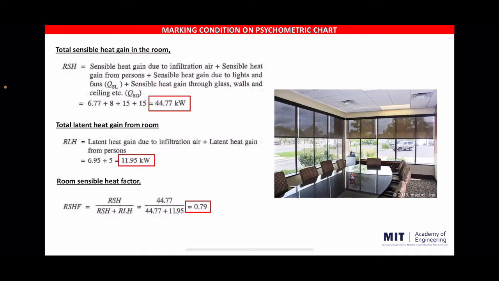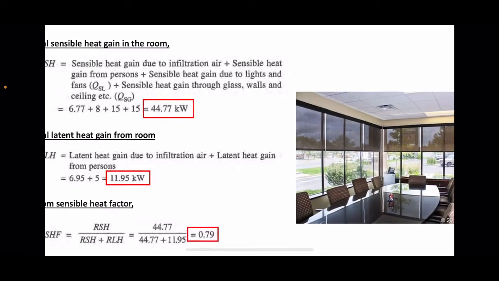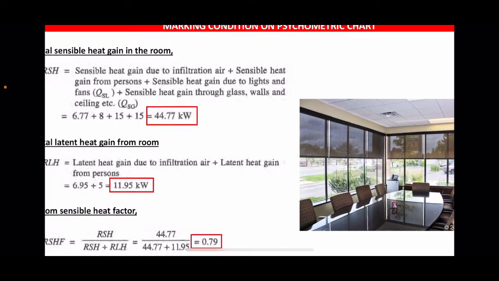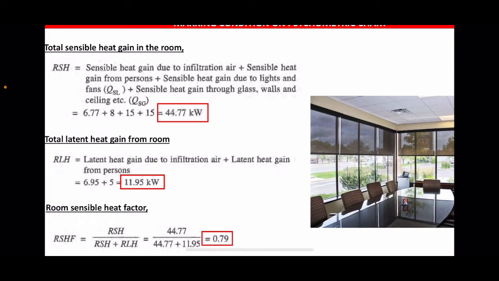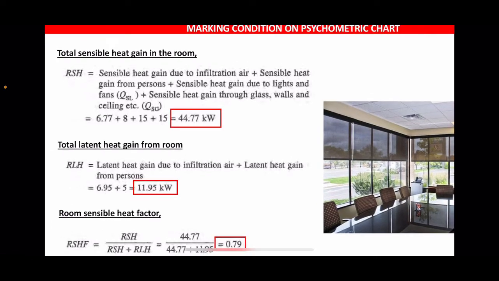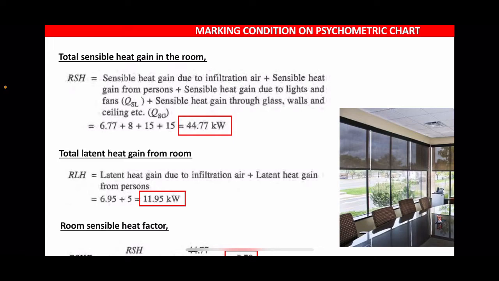Now what we have to find is the room sensible heat. The factors contributing to room sensible heat are the sensible heat from the infiltration of the air, the sensible heat gain from the persons, plus the sensible heat gain due to lights and fans, plus the sensible heat gain through glass, walls and ceilings. All the values which were mentioned in the given data, we will add them in order to find the room sensible heat. So we are getting the value of 44.77 kilowatt, which is the total room sensible heat.